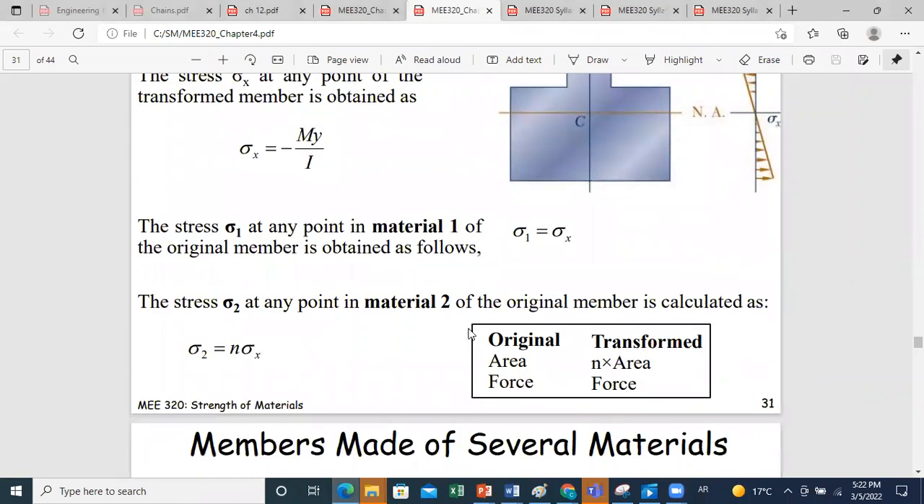This box is talking about what we are saying. Because in the transformed section we multiplied the area by n, and the force is the same, the original value of sigma should be n times the value of sigma here. So if I put sigma here, here it should be n times sigma. Because of the constant force, and we know that the force is area times sigma.